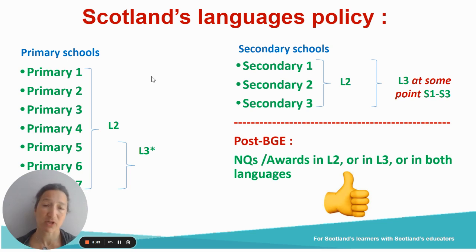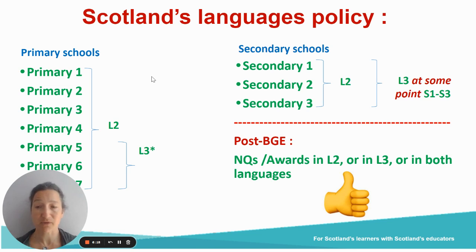And then post-PGE, there should be the opportunity for national qualifications or awards or short courses. That would be in the L2 or in the L3 or in both. So there should be some sort of progression route, whether that's purely in S4 or 5 and 6 or at some point in that senior phase.